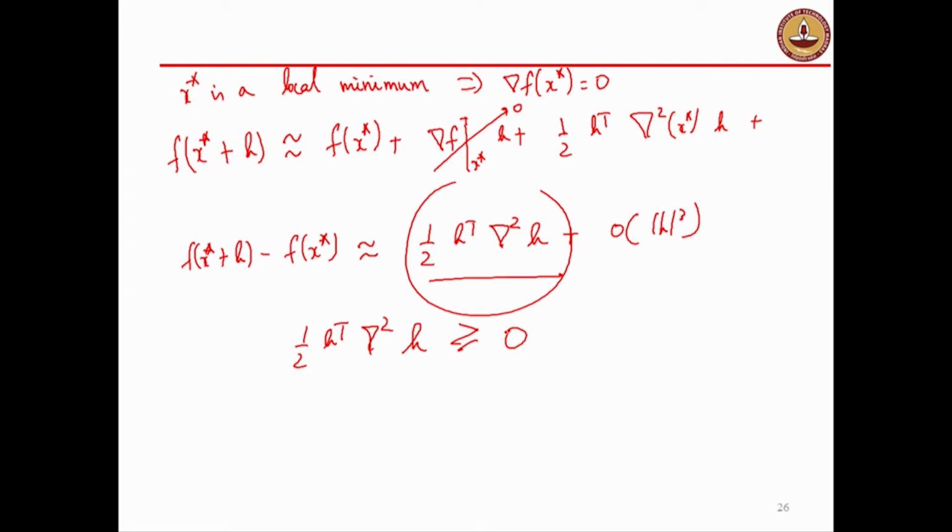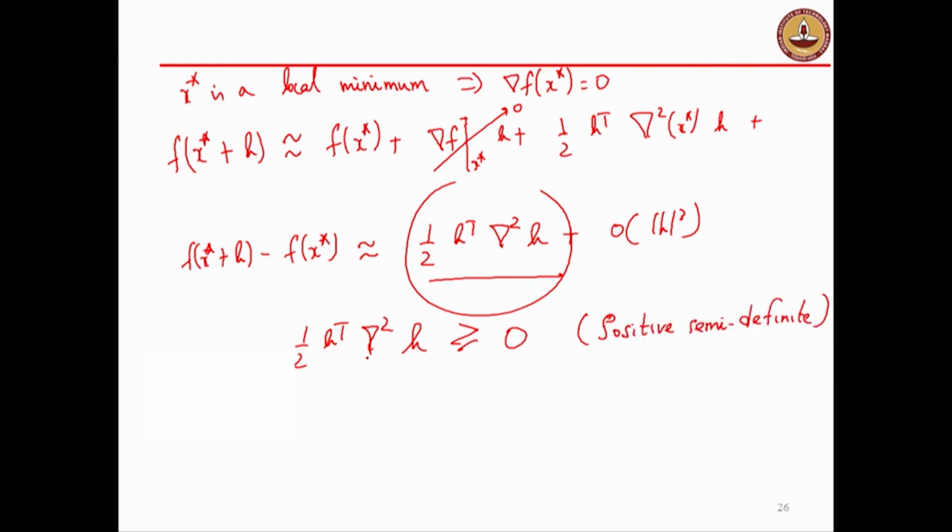So for this to be non-negative, this has to be greater than or equal to 0. This is called the second order necessary condition. What this means is, this is the Hessian matrix. It says that the Hessian, even though h can be of any size and in any orientation, no matter what orientation I take, this has to be greater than or equal to 0. This means that this matrix is positive semi-definite.